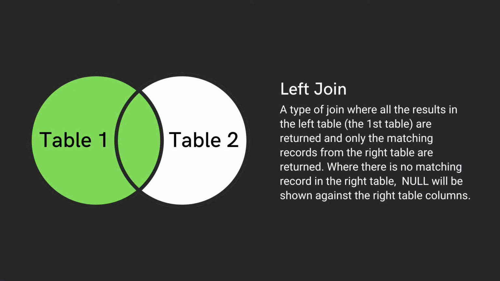Another commonly used type of join is the left join. It's the type of join where all the results in the left table, which is the first table you're joining, are returned, and only the matching records from the right table are returned. When there is no matching record in the right table, null will be shown against the right table columns. So let's show you an example of this.